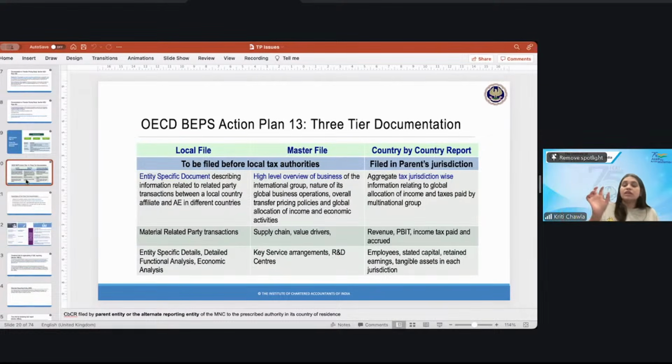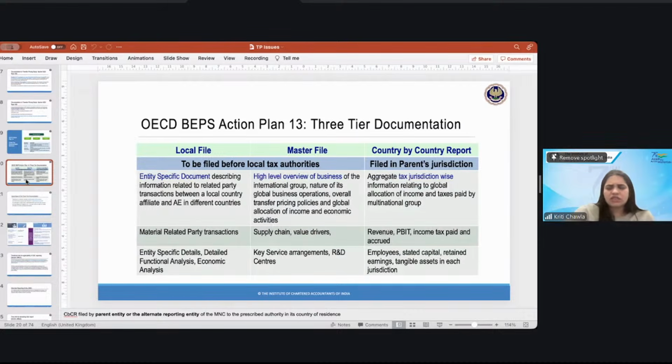This is the revenue. This is the income tax that we are paying in the UK. These are the employees that are there in the UK. These are the tangible assets that we have in the UK. So what they'll actually do is give that information to Indian tax authorities in the form of something called CbCR. And it's going to be filed by the parent entity of the multinational group, and it's going to be in the country of residence. So this is the reason I said that it's going to be filed in India.